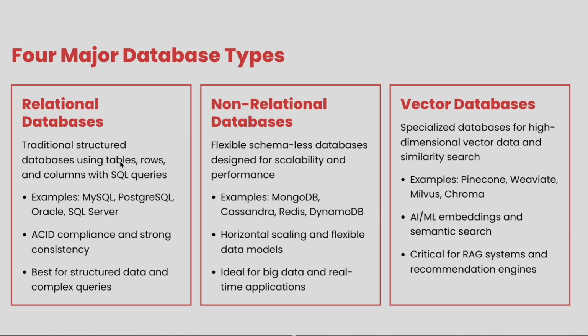Majorly, if you want to divide the overall databases into 3 to 4 types, you get relational databases, non-relational databases, and vector databases. And the fourth one is the graph database. In the case of relational databases, some examples you might have heard about are SQL, PostgreSQL, etc.